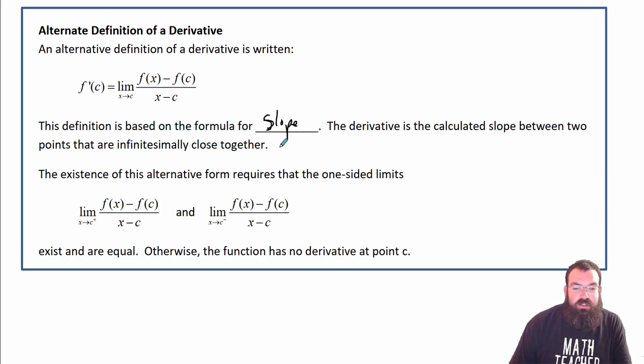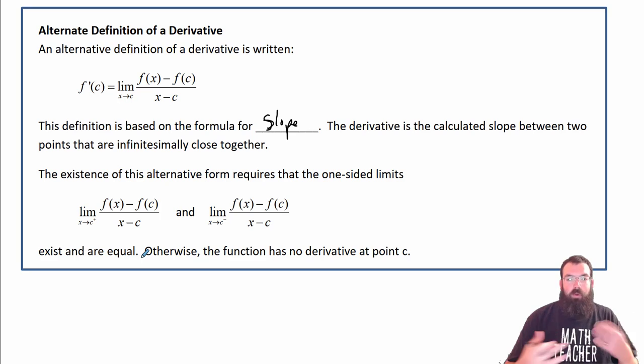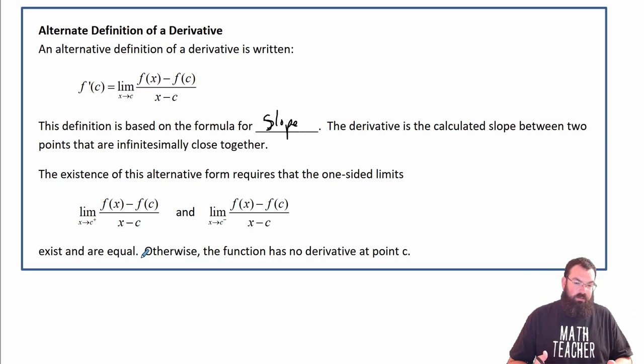The existence of this alternative form requires that the one-sided limits are equal. So the limits at c from the left and from the right are equal. Otherwise, if they're not equal, then there's no derivative at that point. Okay?